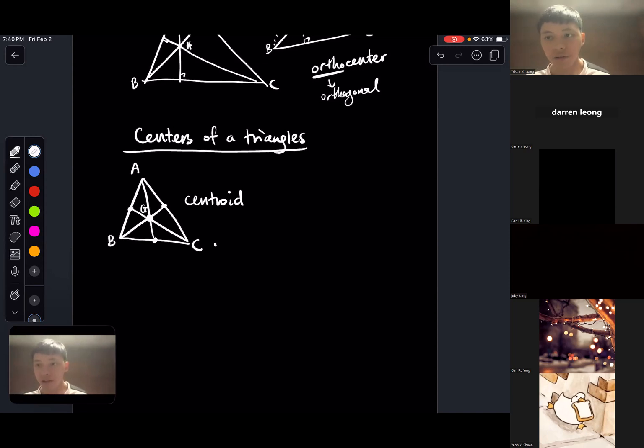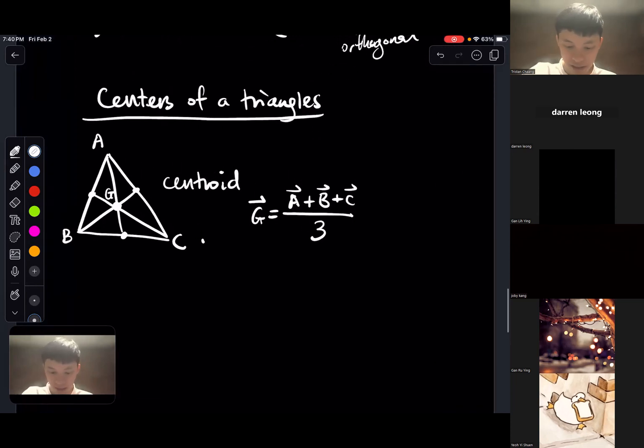There are many ways you can construct it, not just by medians. If you're working in vectors, then the vector G is the average of vector A, vector B, and vector C. This would come into play when at some point you learn, let's say, barycentric coordinates, then this will be quite useful. Sorry, divided by 3, not divided by 2. And also these form a 1 to 2 ratio: AG over G A prime is a 2 to 1 ratio.